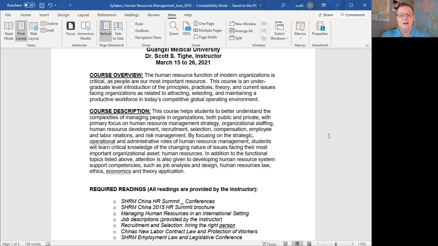of the changing nature of issues facing their most important organizational asset, and that's human resources. In addition to the functional topics listed above, attention will also be given to developing human resource system support competencies, such as job analysis and design, human resources law, ethics, economics, and theory application.